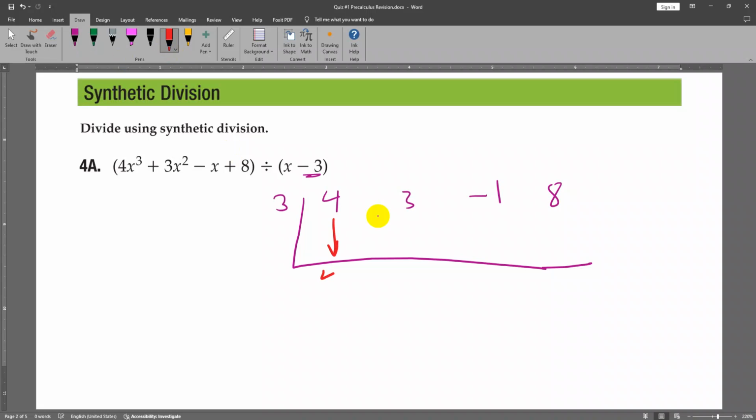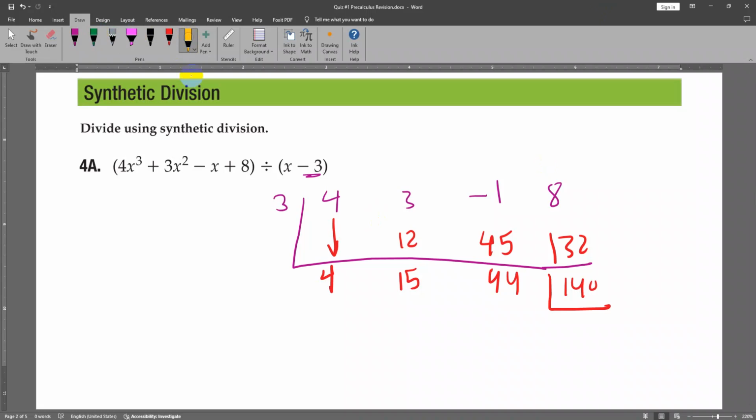We will drop down 4, multiply 4 times 3, 12. Drop down, which gives the answer, it's 15. Multiply gives you 45. Drop down the answer, it's 44. Multiply gives you 132, and then 140. Actually, the last number must be 0, or it will be a remainder. The remainder here is not 0.